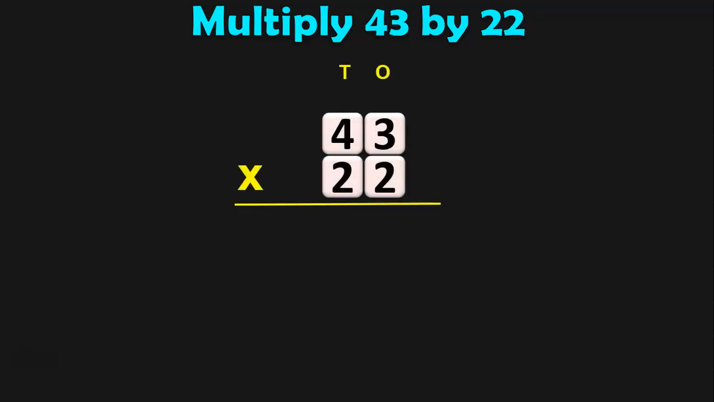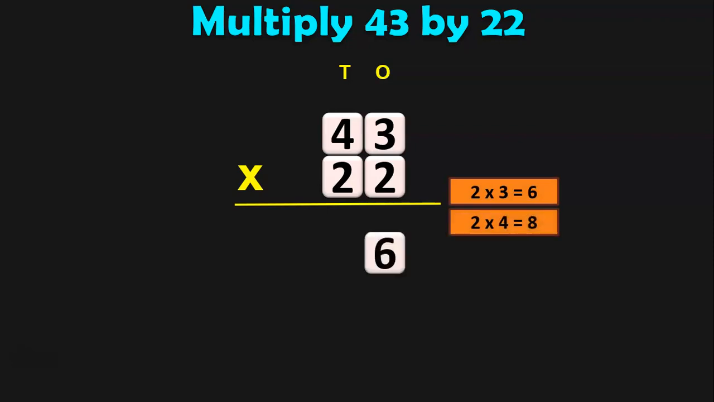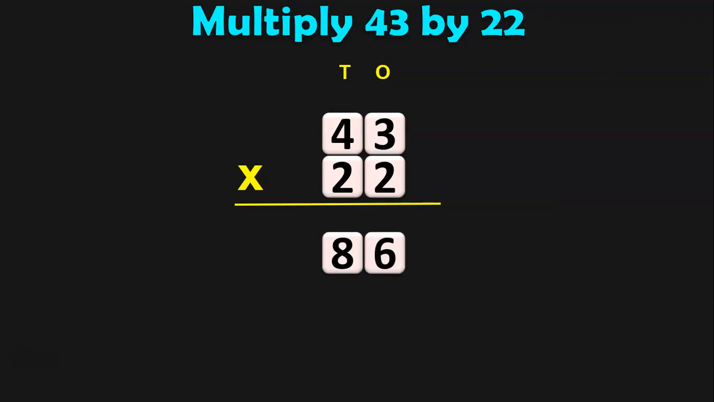Multiply 43 by 22. So yet again these are two digit numbers. Write them in their ones place and tens place respectively. Begin multiplication from the ones place. First you are going to multiply 43 by 2 because 2 is in the ones place. Okay, so 2 into 3 is 6. Next 2 into 4 is 8. Next what you are going to do, multiply 43 by 20 because the other 2 is in the tens place which has a value of 20.